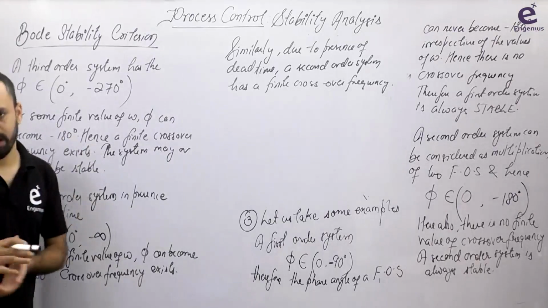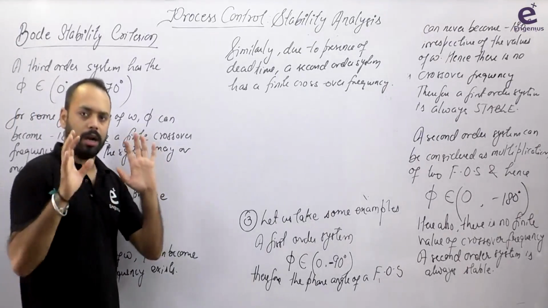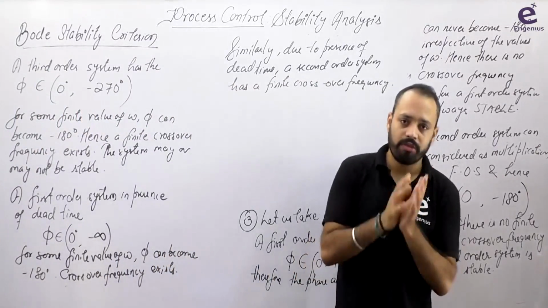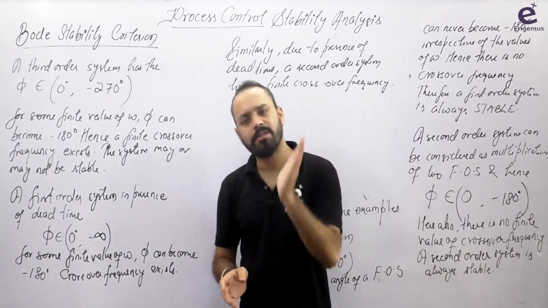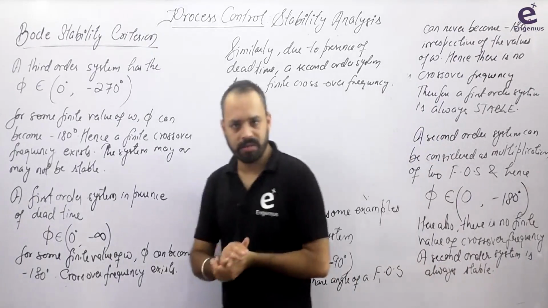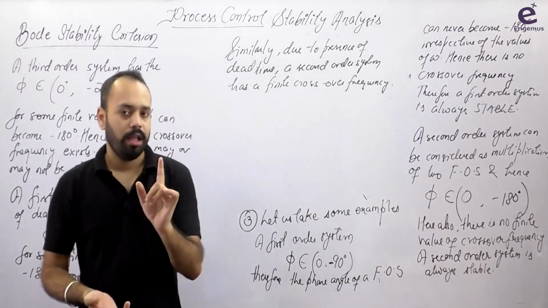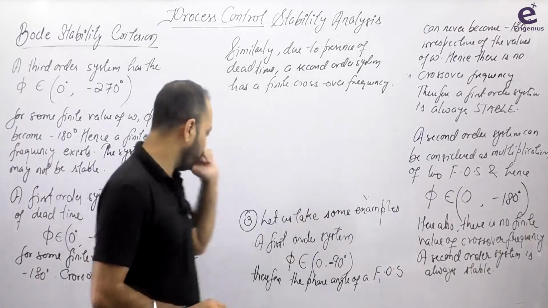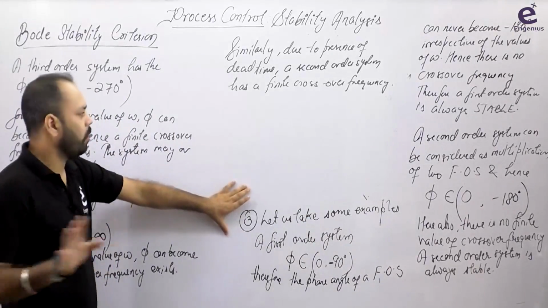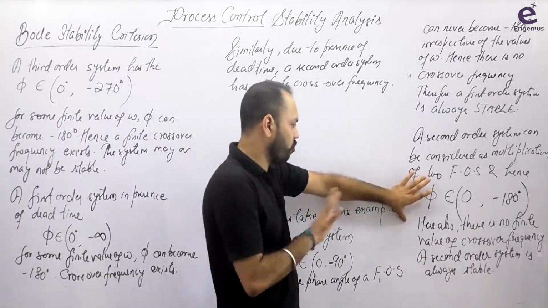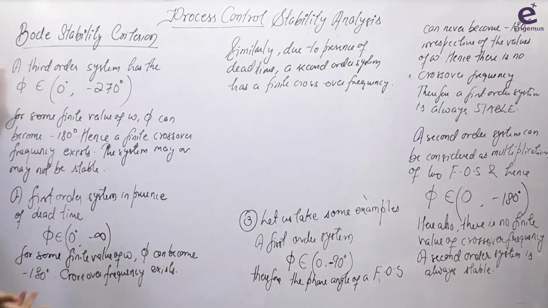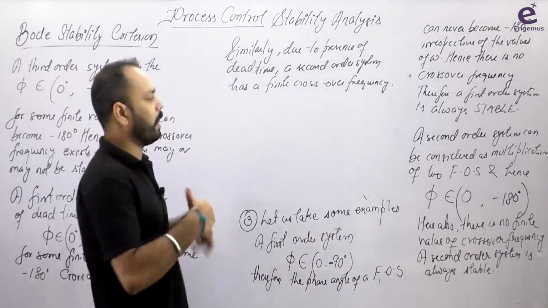So what we have discussed so far: the absence of crossover frequency is sufficient for the system to be stable, according to this discussion. If there is no crossover frequency, 100% the system is stable. If there is crossover frequency, then we have to check. But obviously, if there is crossover frequency, there are chances that the system can be unstable. Now you have seen yourself, for a first order system, 100% stable. Second order system, there was no finite crossover, so 100% stable. Third order system, there can be a finite crossover, so we have to check. First order system with dead time, there can be finite crossover frequency. Second order with dead time, there can be finite crossover frequency.